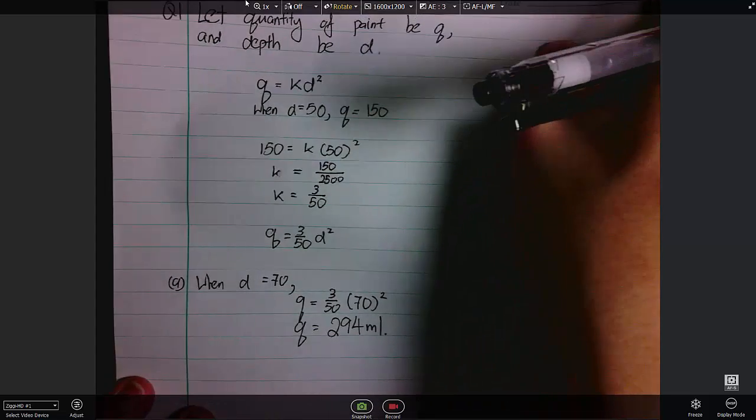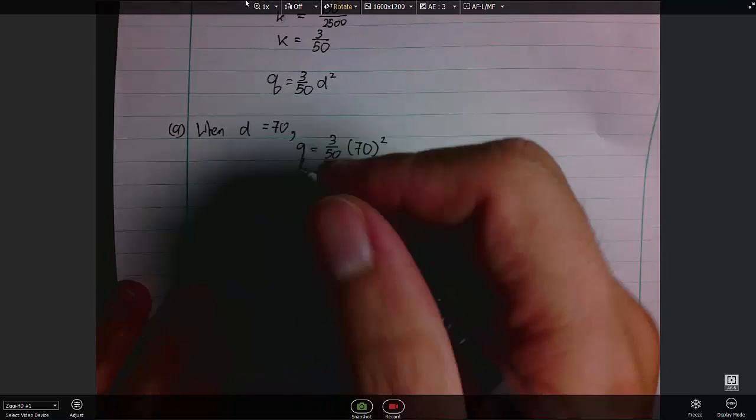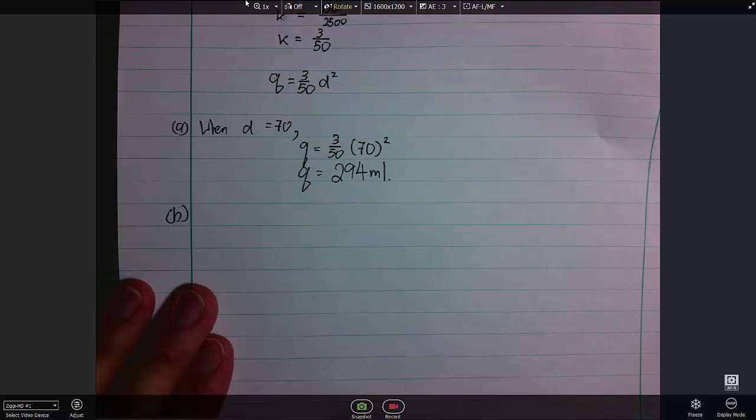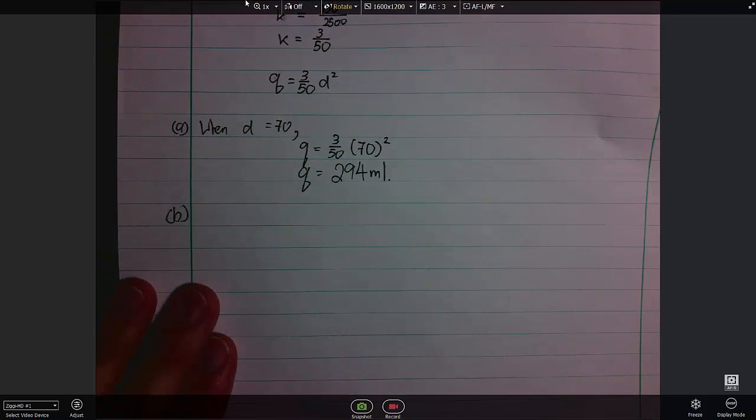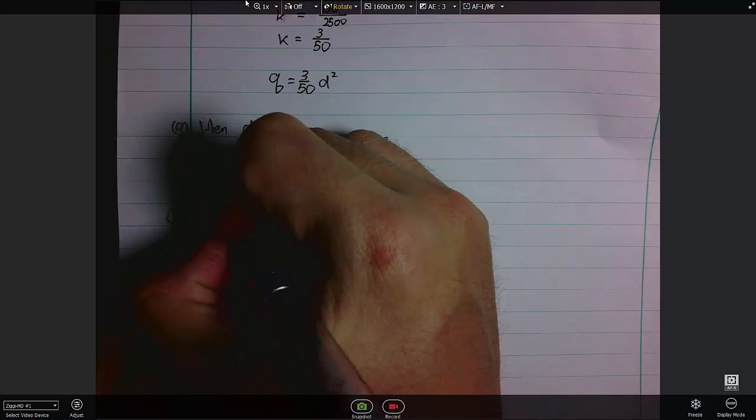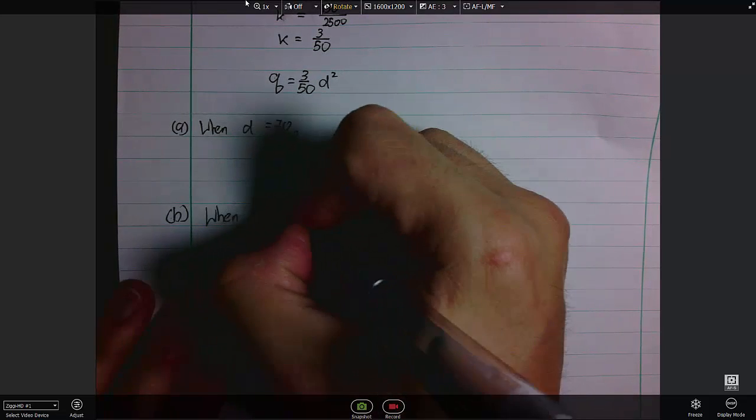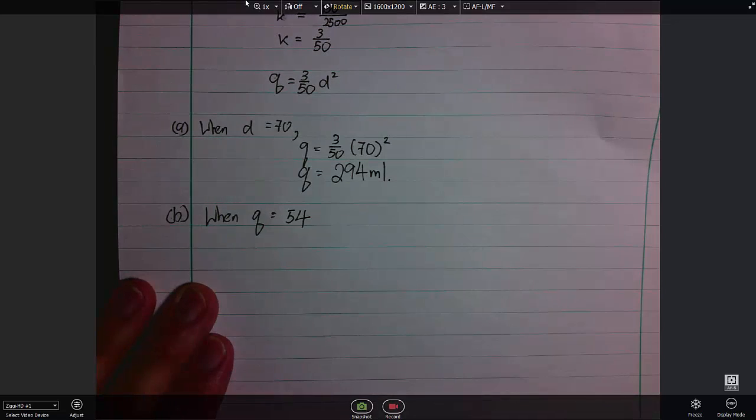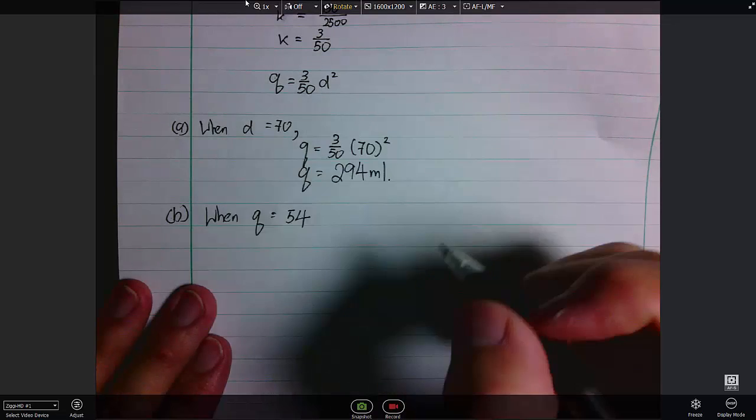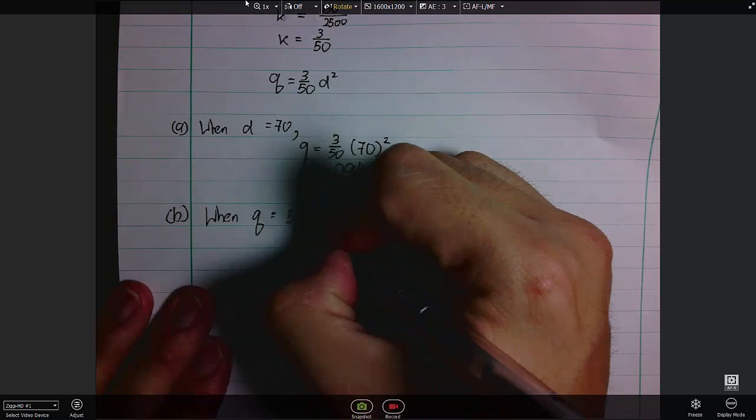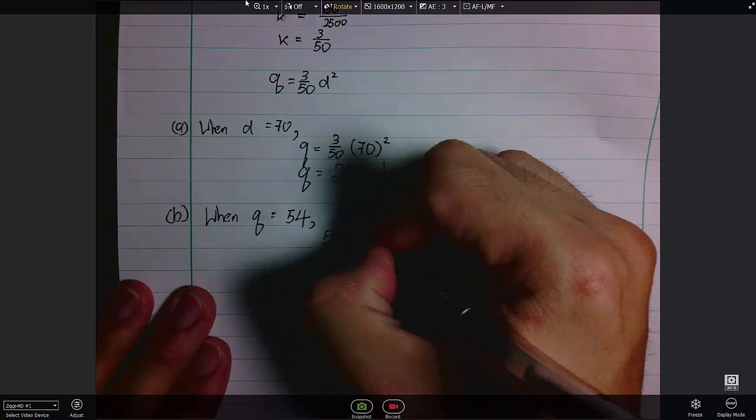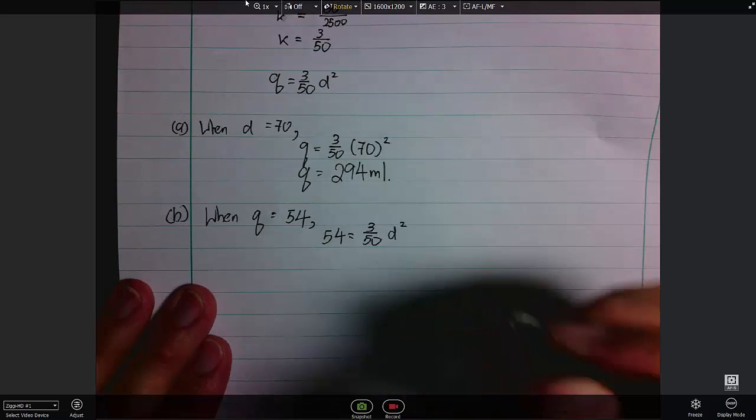Now on to part B. Part B works like this. What we have here is the depth when the quantity of paint needed is 54 ml. So I say that when Q is equal to 54, we put it back into the equation that we have formed just now. 54 is equal to 3 upon 50 D square.